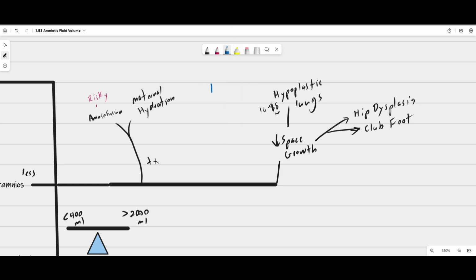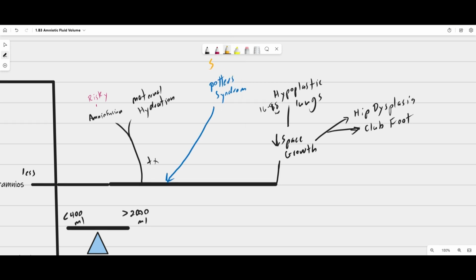Now, in terms of our space for growth, our oligo, there is one disorder we're going to make sure we remember about, called Potter syndrome. With our Potter syndrome, the big problem with that is kidney failure. So the baby is not able to produce that urine. It's not able to make its amniotic fluid. It ends up not developing lungs because of that, and it's a fatal problem for them.